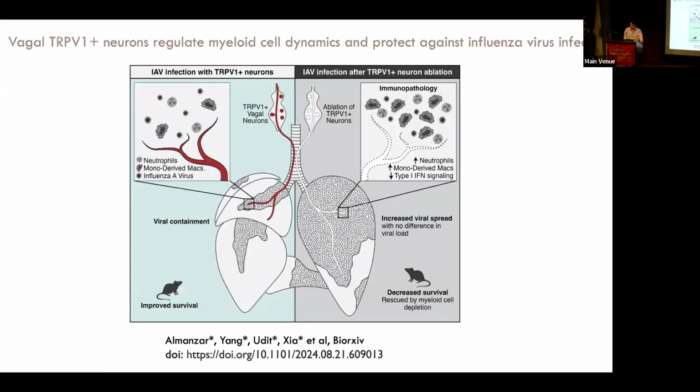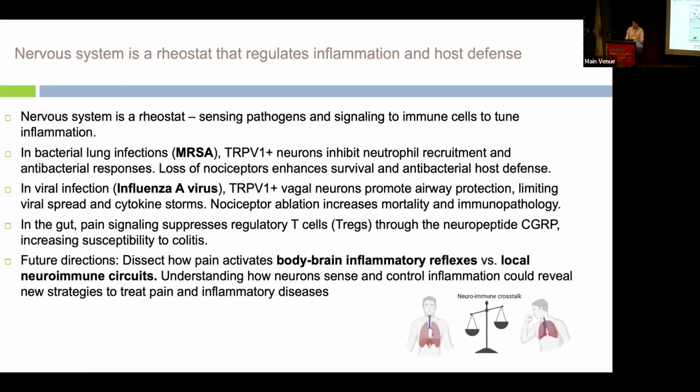So just to kind of summarize, we think that if you don't have these protective nociceptors, then you get this increased viral spread and this huge influx of immune cells. So really the neurons are there to control immunopathology. But what I'm telling you here is it's context dependent. So the nervous system, or the peripheral nervous system, is a rheostat, right?